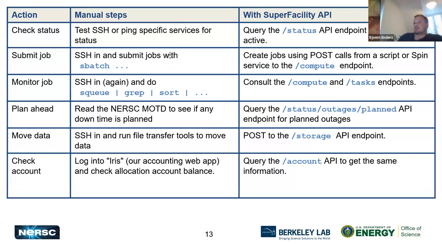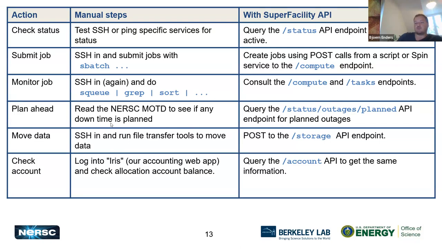Right, and here is another table to compare how you would do it without the API and with the API. For example, if you want to check the status, you would SSH or ping services. Now you can hit the status endpoint. To submit a job, you would use sbatch and sq after you SSH in, but now you can hit the compute and task endpoint.